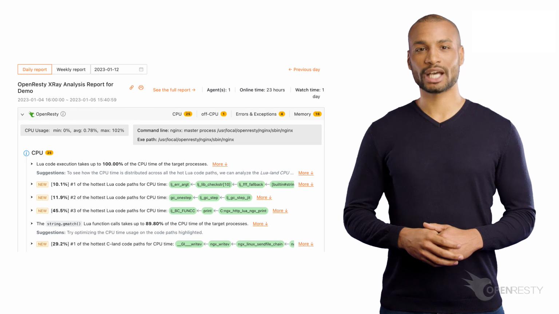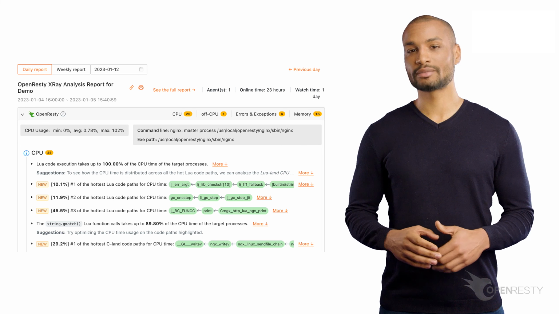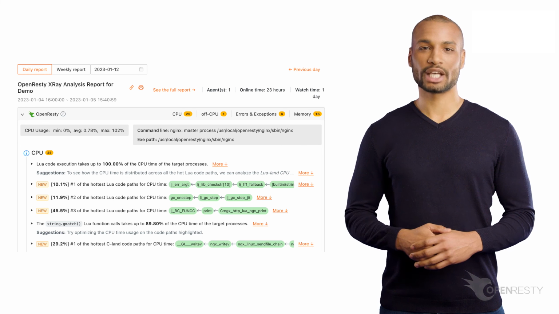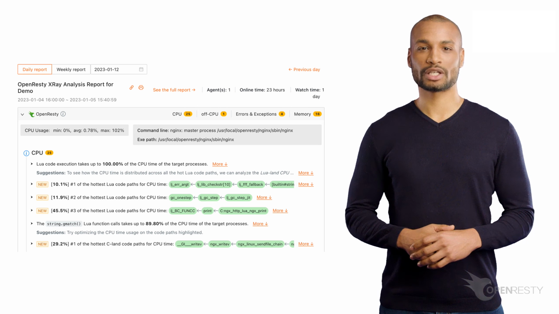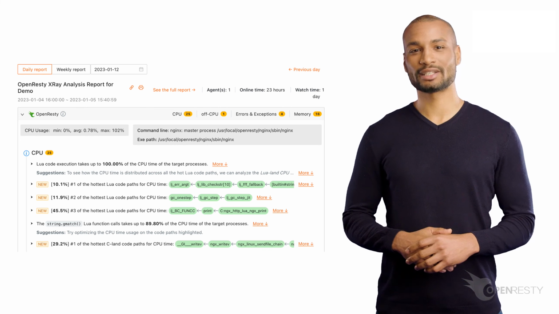OpenResty X-Ray does all the hard work for you. It picks the best analyzers for the process you want to check, analyzes the flame graphs and charts for you, and gives you a clear and simple report. You don't have to watch your servers, run any analyzer yourself, or figure out what the analyzers are telling you.